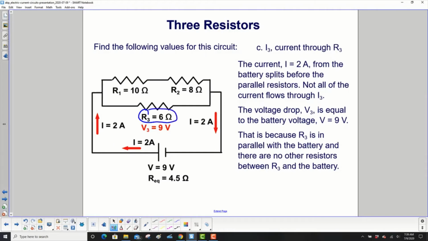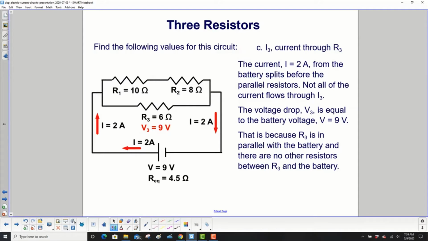We need to find now the current through R3. Right here. We need the current there. It's not 2 amps. The current from the battery will split before the parallel resistances, so it's going to go something like that. So not all the current is going to go through R3. So how do we find out what part of the current goes through R3? Well, first, let me just erase some of my lines there.